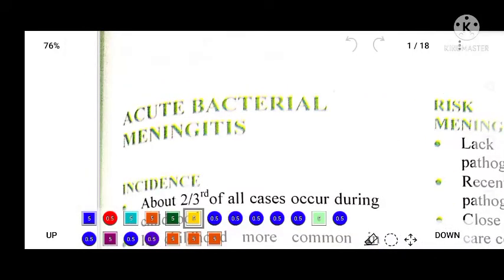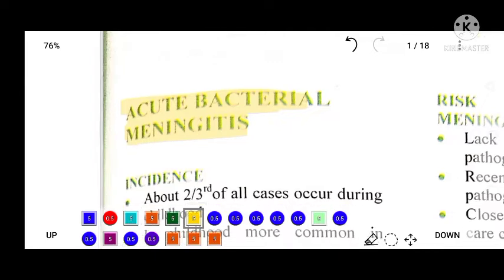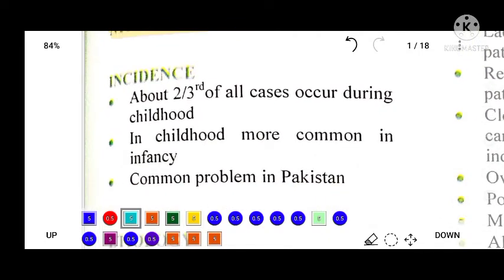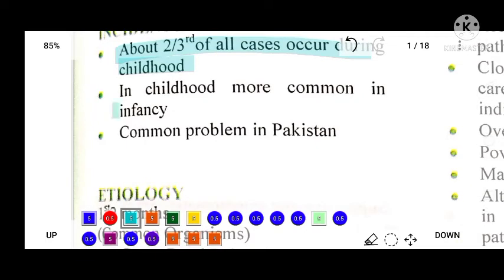Okay, so now we will be looking at acute bacterial meningitis, its causes, clinical features, treatment, laboratory investigations, and all about acute bacterial meningitis. So, incidence of acute bacterial meningitis: about two-thirds of all cases occur in childhood, and it is more common in childhood compared to infancy.